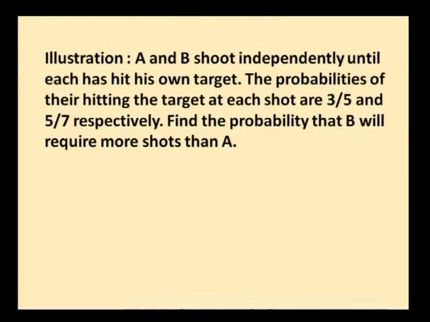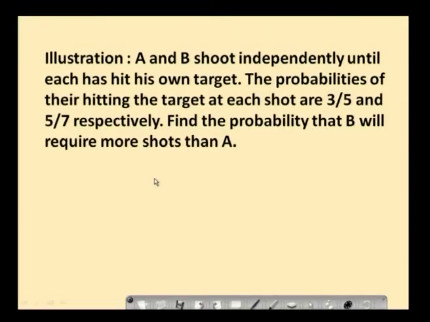Okay, this is another example where the additive property or the comparative property has to be used. A and B shoot independently until each has hit his own target. The probabilities of hitting their target at each shot are 3 by 5 and 5 by 7 respectively. That is, 3 by 5 is the probability of success for person A and 5 by 7 is the probability of success for person B, and both are trying independently. Find the probability that B will require more shots than A. That is, if A requires 1 shot, B will require 2 shots, and similarly if A requires 2 shots, B will require 3 shots.